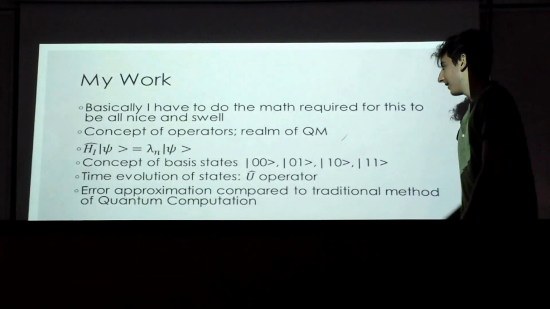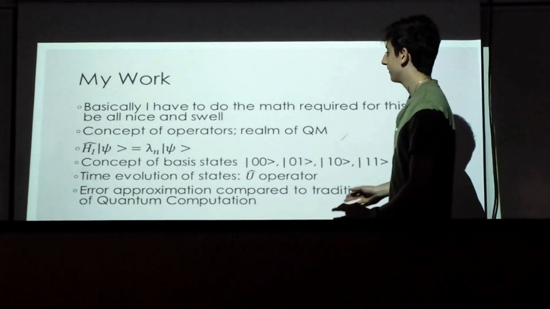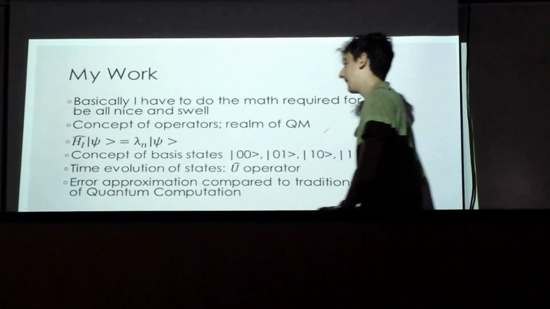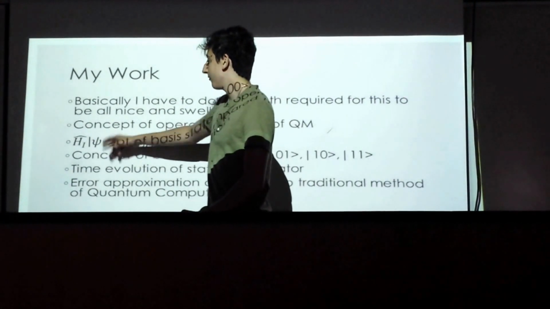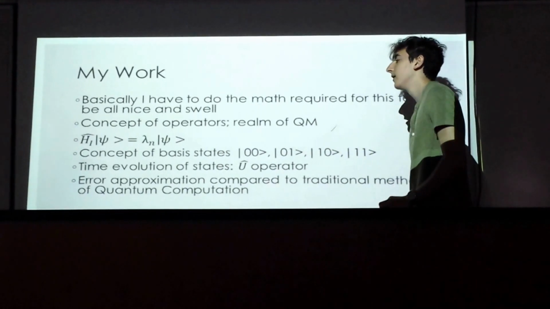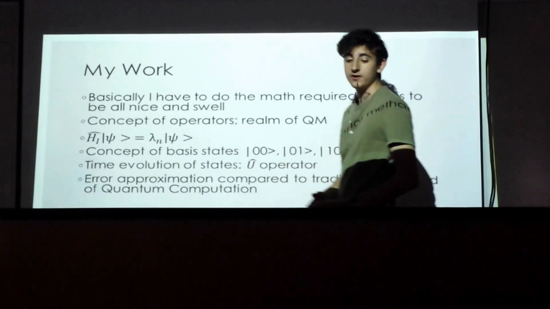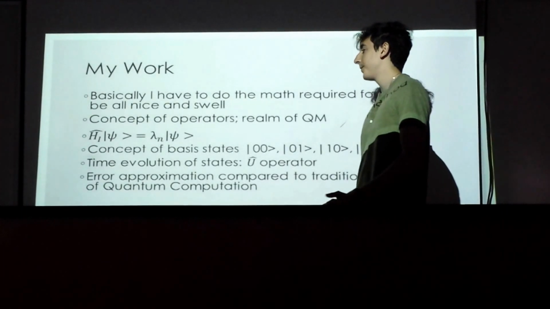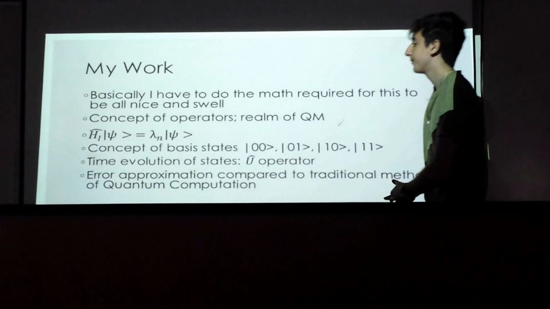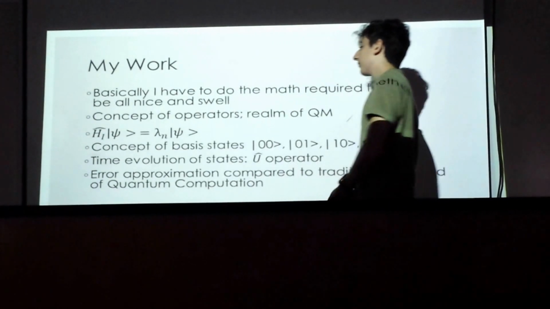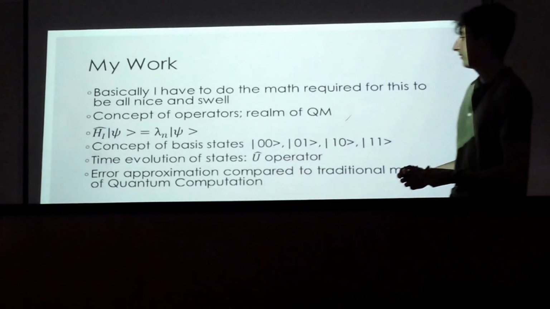So I have to do all the math, and this is the essence of what I'm doing, this funky equation over here. This psi is a Greek letter. It determines the state of what we're doing. So psi can be 0, 0, it's in the 0, 0 state, 0, 1, 1, 1, 1, 0. Psi just determines the state. And over here we have what's called H. And H is called an operator in quantum mechanics.